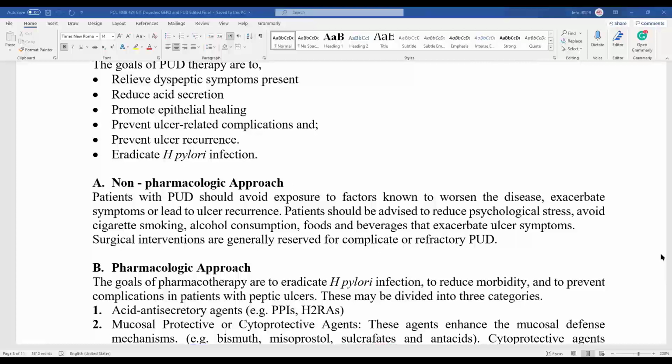Okay, the person that answered is the disease, and maybe because you are stressing yourself as students. But in any case, like we were saying, we need a non-pharmacological approach. We need to avoid stress. We need to avoid cigarette smoking. We need to avoid alcohol consumption or food that can exacerbate it, especially spicy foods.